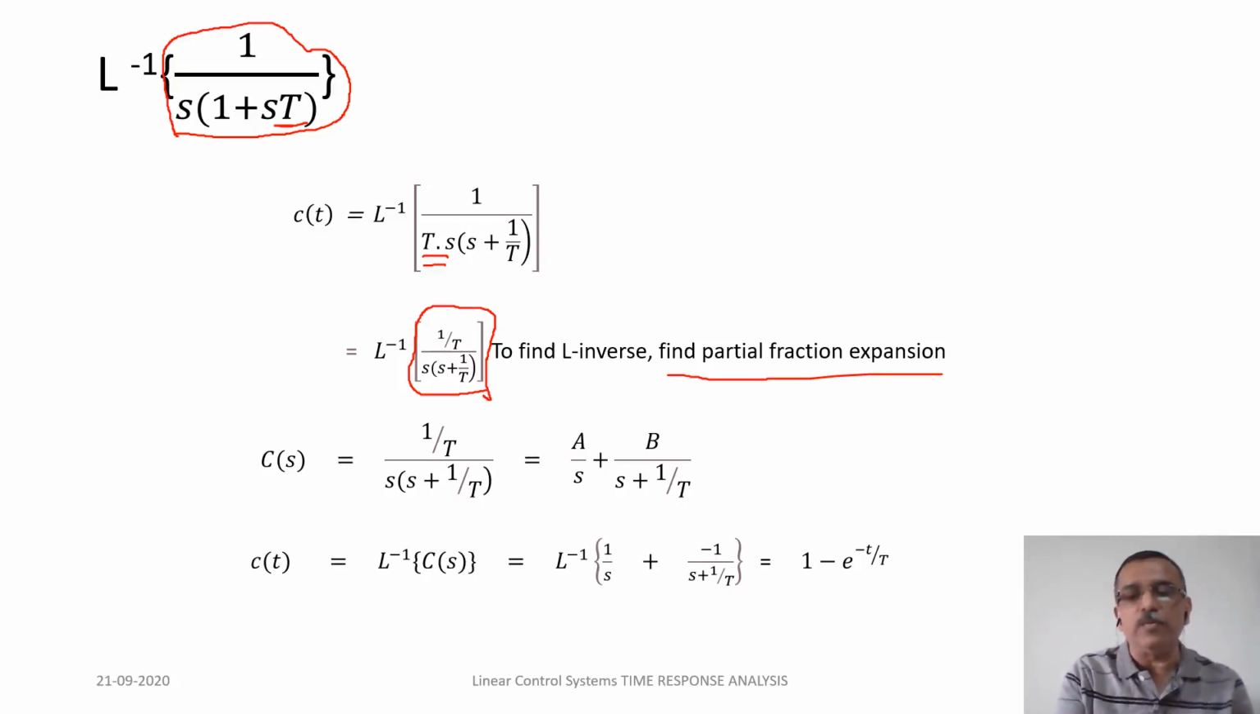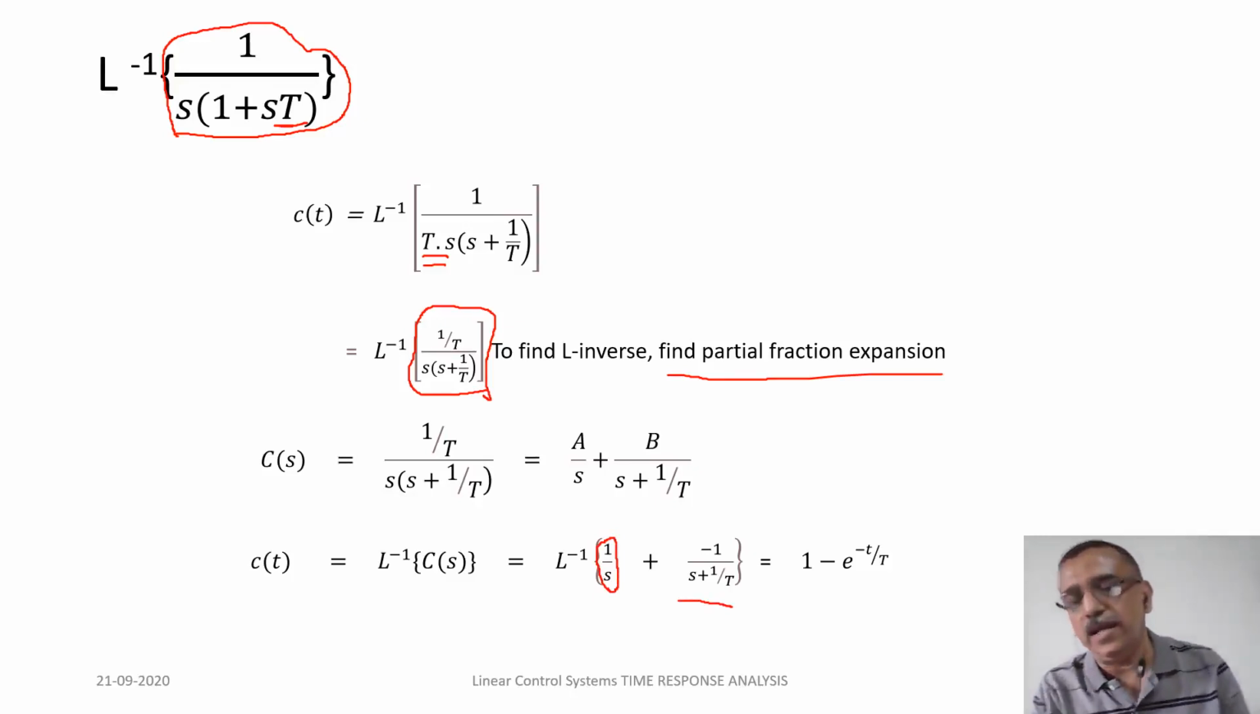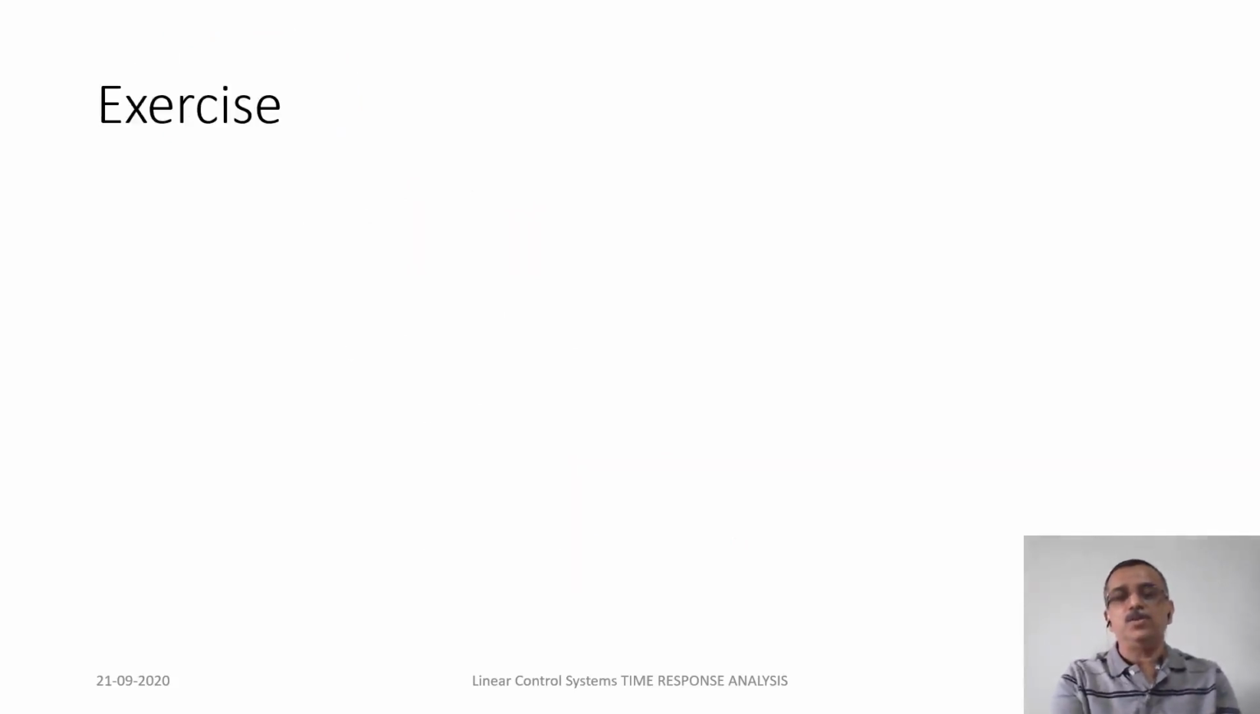What is L inverse of 1 by S? It is 1. And what is L inverse of 1 by S plus 1 by T? It is e power minus t by capital T, where capital T is the time constant.